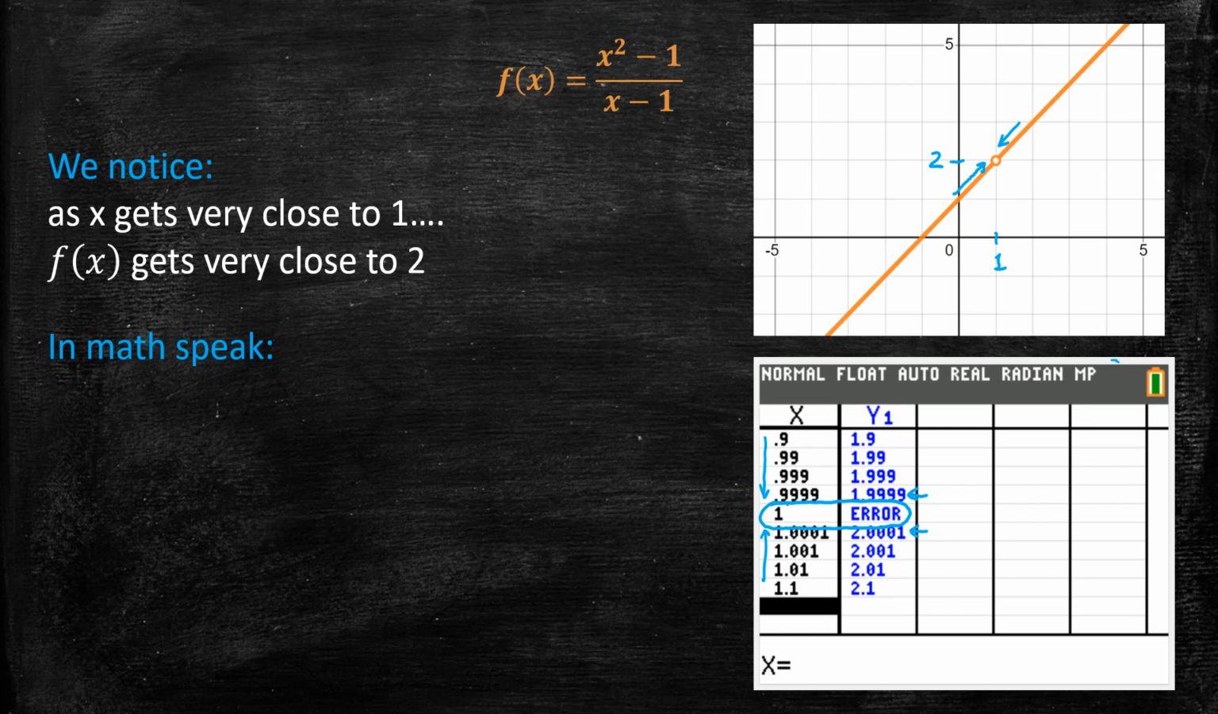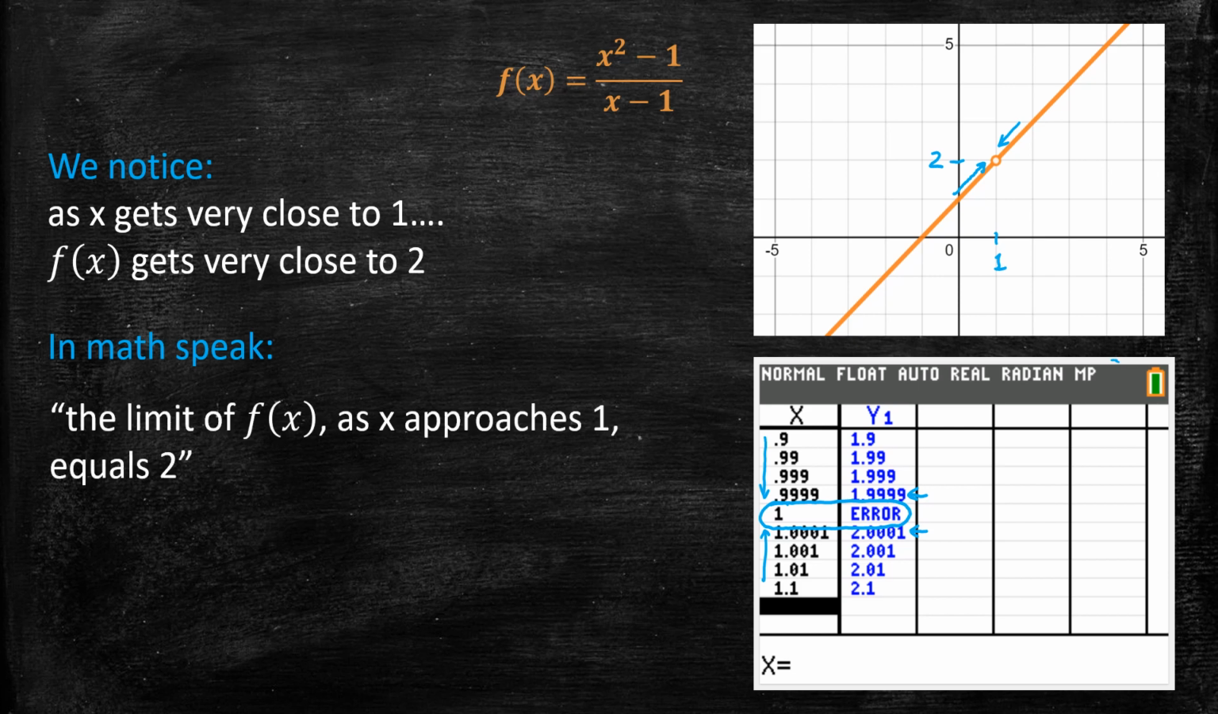So this is now where we formally get into an understanding of limits. We say the limit of f of x as x approaches 1 equals 2. So we're not saying that f of 1 equals 2 because it doesn't exist. But we're saying that the limit of the y values as x approaches 1 is getting closer to 2.